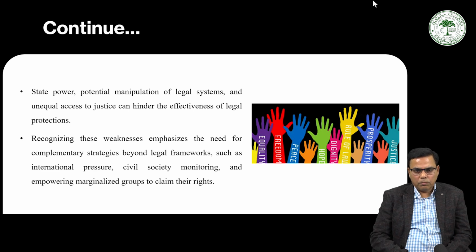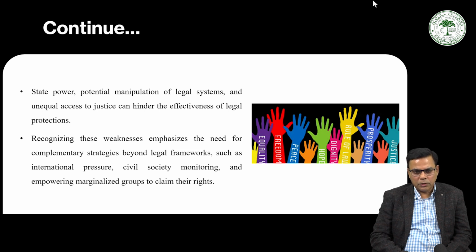State power, potential manipulation of legal systems, and unequal access to justice can hinder the effectiveness of legal protections. So, with state power, an individual is placed against the state. For example, if a state is leveling a charge of terrorism or treason on an individual, the onus is on that individual to prove that he is not a terrorist or that he has not committed the act of treason. On the one hand, you have the paraphernalia of the state. On the other hand, the poor individual is trying to prove his innocence. So that is why it becomes very difficult under this kind of circumstances.